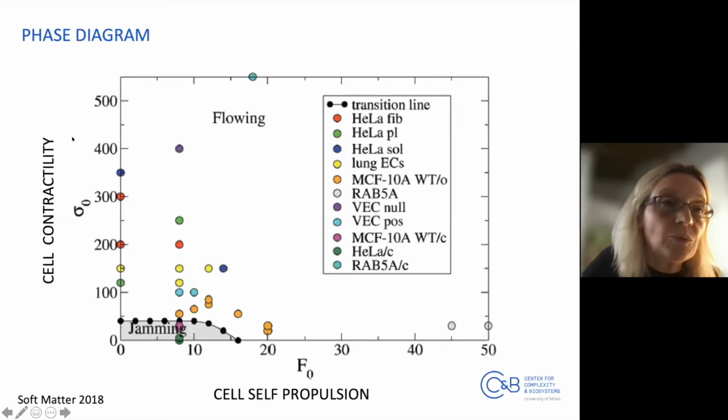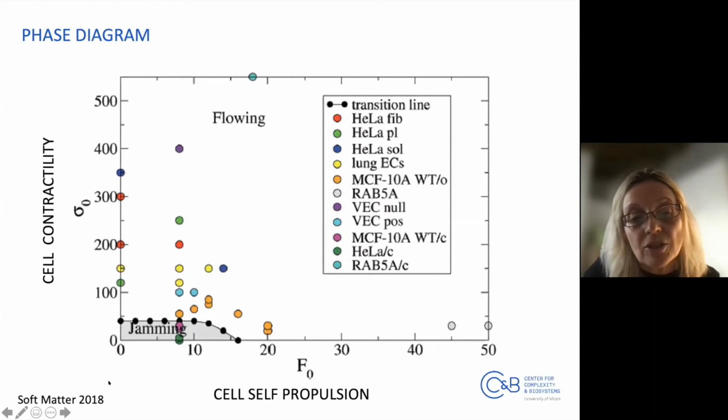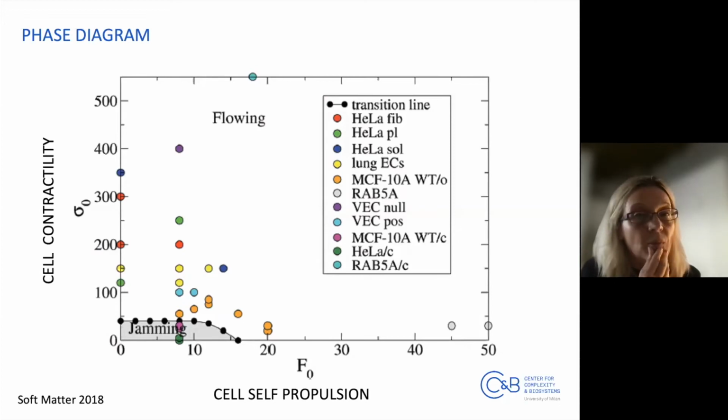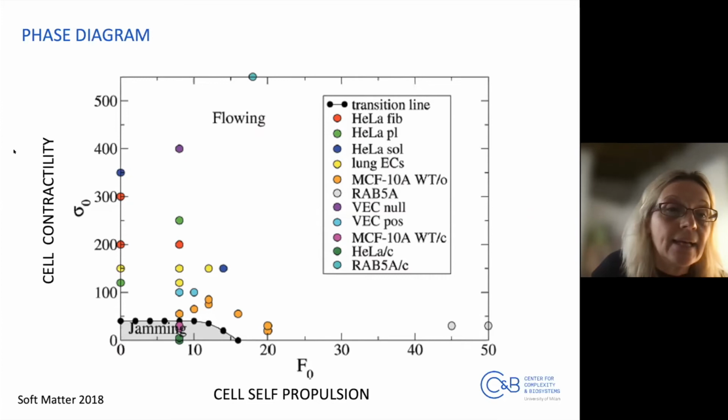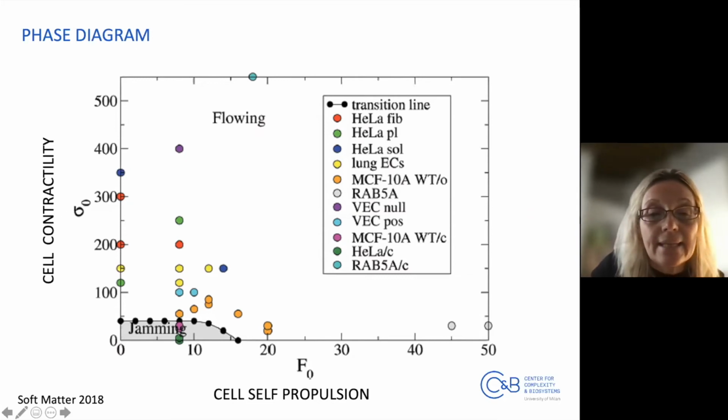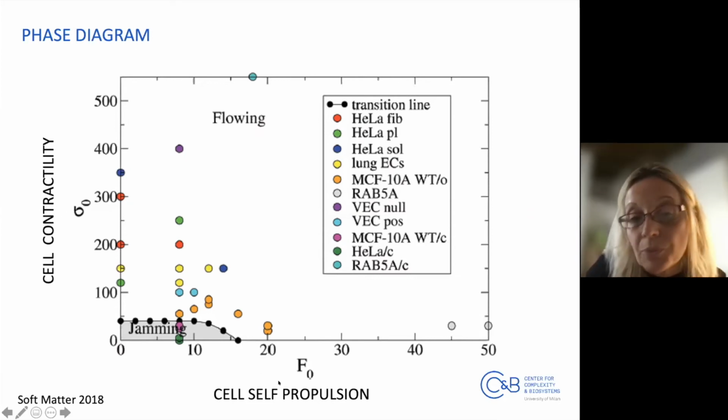Then what we wanted to do later on, and we published in 2018, was to build a phase diagram. In this case, we wanted to classify the cells as being in a jammed or unjammed condition. We computed a phase diagram calculating cell contractility and cell self-propulsion using our model, which you can read in detail in this paper. And what we found is that some cells were more fluid-like, others more jamming.